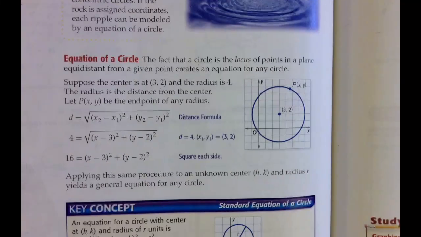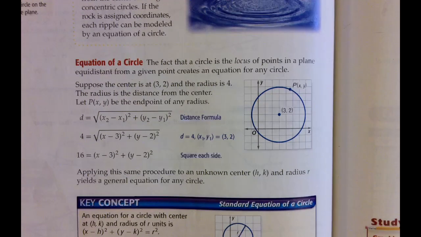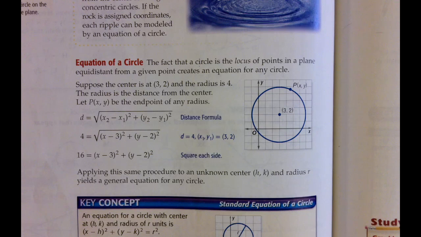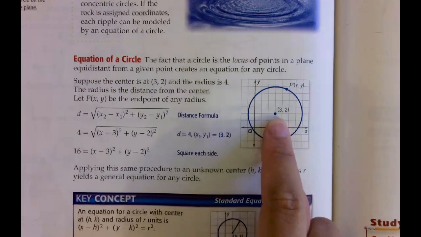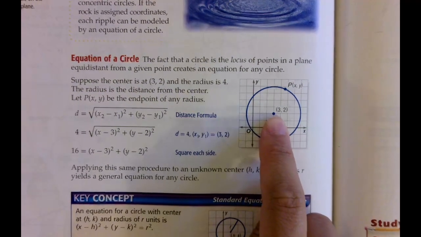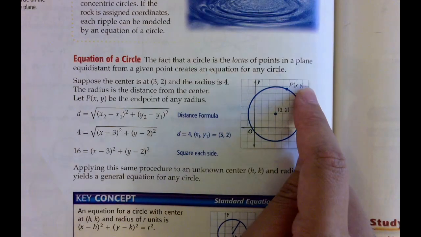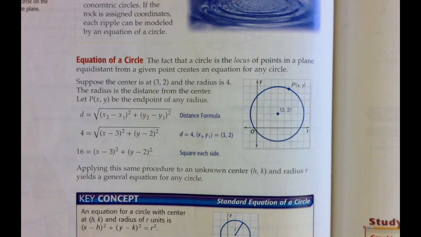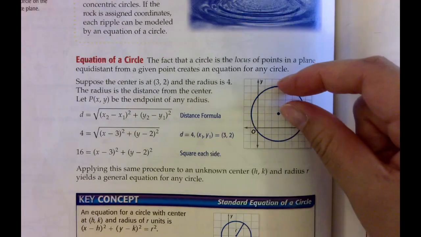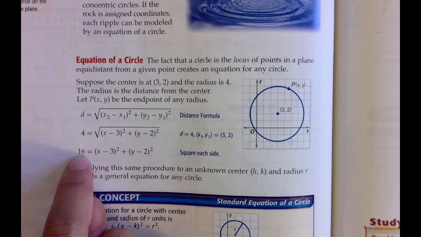The fact that a circle is the locus, or the collection of all the points in a plane, that is equidistant from a given point helps us to create an equation for any circle, right? So suppose our center here is at (3, 2). Any point here, we can call it (x, y), can help us to find this equation. Okay? So here, that distance, the radius, is 4. So note that I plug in 4 for the distance.